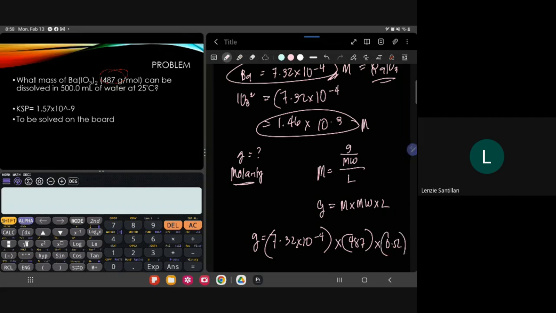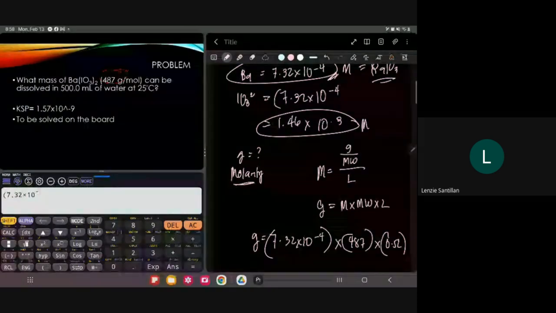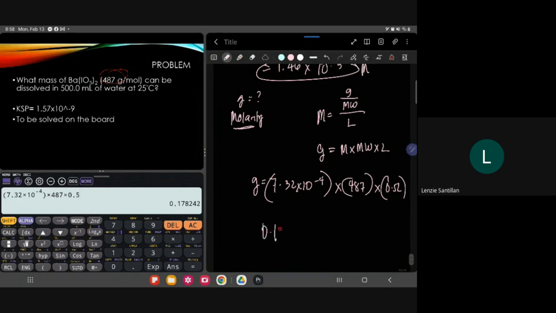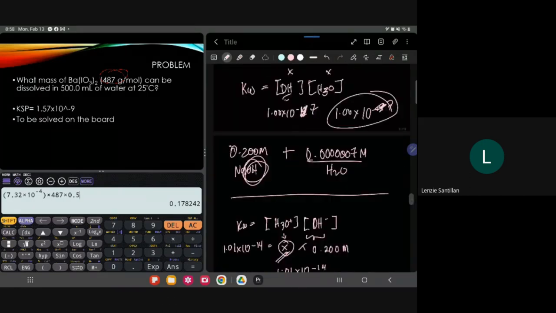So if we are going to compute them, 7.32 times 10 raised to negative 4 times 487 times 0.5. So this is your gram. 0.782 grams of barium iodate. Ganong kahaba yung problem. Tingnan nyo, ang liit-liit lang ng binigay niya na question, pero katakot-takot na solving at formula yung binigay natin.